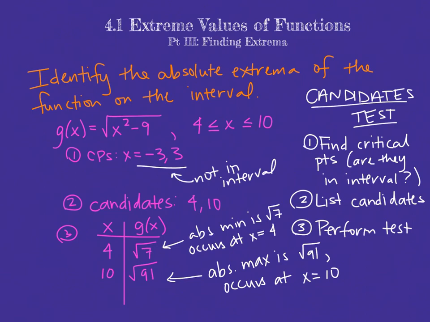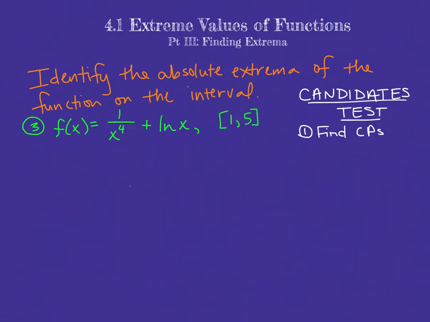Because our function g of x is continuous on this interval from a to b, in this case a is 4, b is 10, the extreme value theorem guarantees that we have an absolute maximum and an absolute minimum on that interval. In this case, they happen to be at the endpoints. We found that using our candidates test.